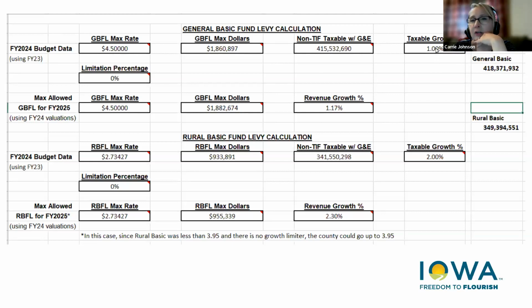So they're under that 3%, right? So their limitation percentage is nothing. We're not going to touch their rate or their dollar capability. They're just going to basically get what they get. So they can use their $4.50 rate again against that new value of 418. And their revenue is going to go to 1.88 over the 1.86, and the revenue growth is a little bit over 1%. So these will never be exactly the same just because of the math, but they'll be close. So that's kind of what happened with them.